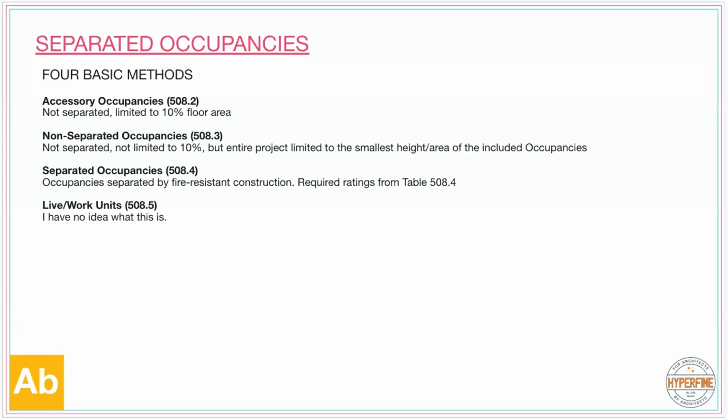You have separated occupancies, which is the big one, which you're probably going to encounter on the exam, where you have to figure out a fire separation, and your reward for doing this is you're allowed to build more stuff. And then you've got live work units, which I have no idea what it is. I saw that and I was like, I'm not even going to try to learn what this is. But when you read the code, section 508 deals with multiple occupancies. And so that's where this is all coming from. So 508.4 is the big one that you're going to have to get more familiar with in the code.